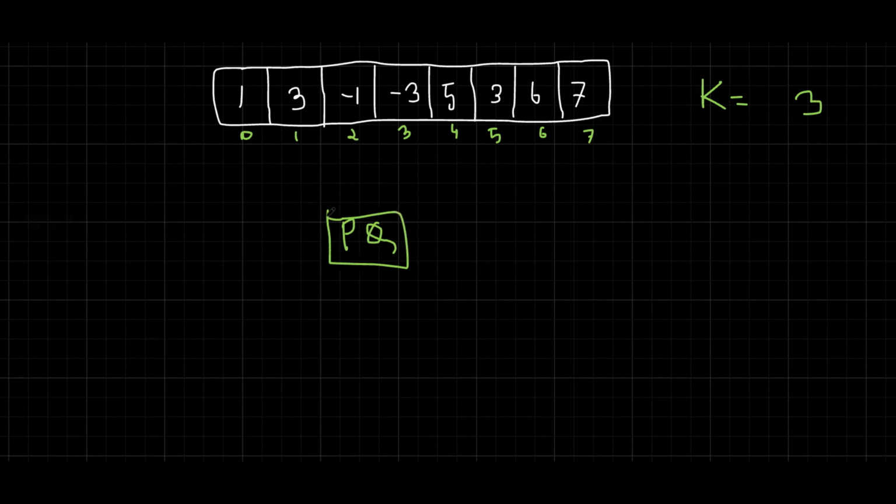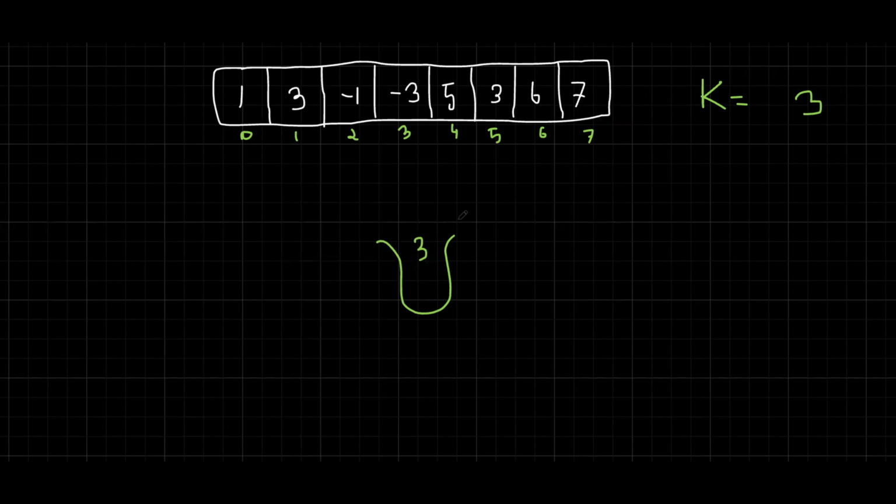Before proceeding to the problem, we have to understand what a priority queue is. Priority queue is just a queue where the maximum element will be presented at the top, and the smaller elements will be presented at the bottom. And if we pop an element, we will pop from the top of the priority queue.